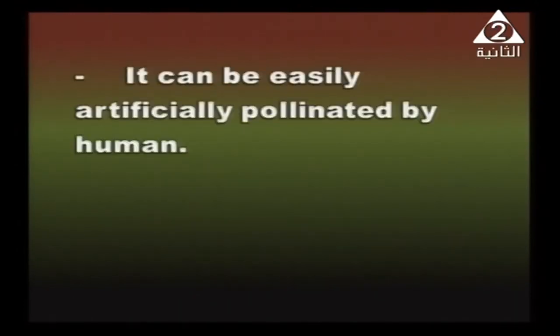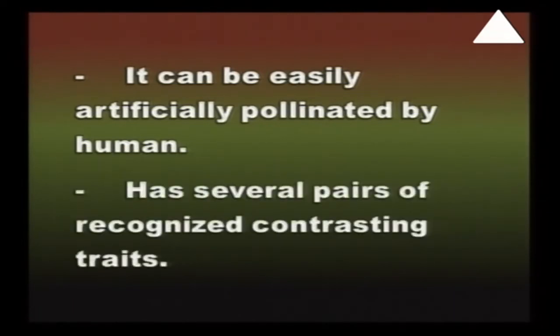Number 4, it can also be easily artificially pollinated by humans. Number 5, it has several pairs of recognized contrasting traits. The pea plant has 7 pairs of recognized contrasting traits. These are the reasons which enabled Mendel to choose the pea plant to carry out his experiment.